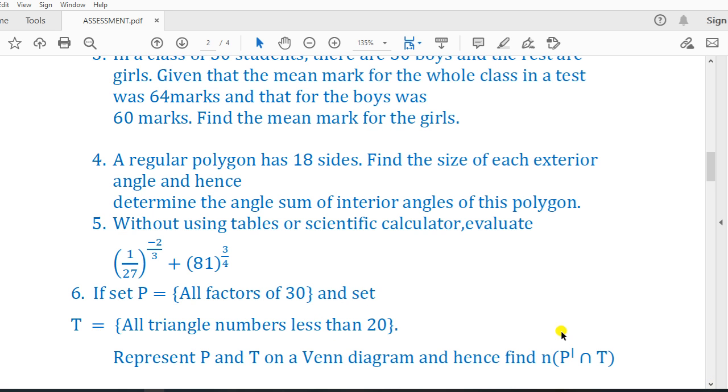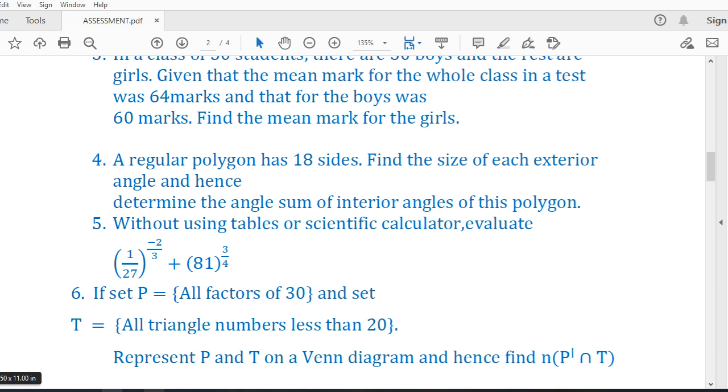Let's go to the solution and look at that. Now, P is all factors of 30. That means we shall have 1, 2, 3, we also have 5, we have 6, we have 10 itself, we have 15 and 30. Then all triangular numbers less than 20. Remember, 1 is a triangular number, 3 is a triangular number, 6 is a triangular number, 10 is a triangular number, and 15 is a triangular number. The next was supposed to be 21, but they said less than 20. So we shall stop at 15.